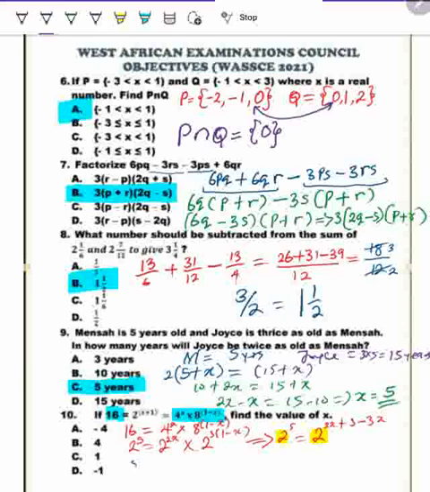So we're going to have 5 equal to 2x plus 3 minus 3x. All right, so when we collect the like terms, we're going to have 5 minus 3, which is equal to 2, equal to 2x minus 3x, which is going to be minus x. And when we divide both sides by the coefficient of x, we're going to have x to be equal to minus 2.